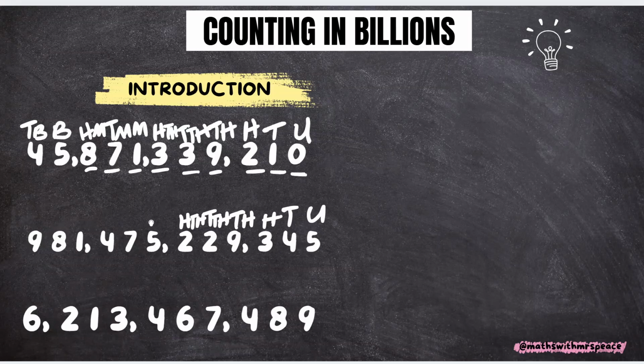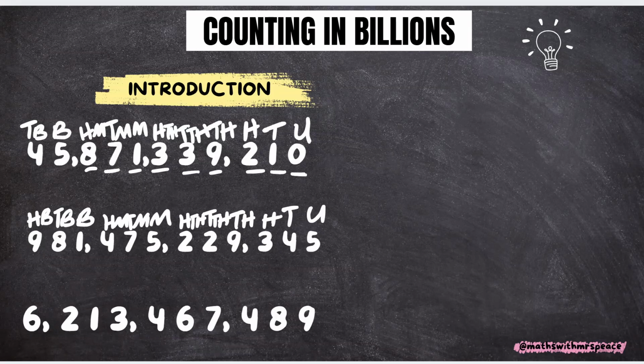The place value of 5 is million. The place value of 7 is 10 million. The place value of 4 is 100 million. The place value of 1 is billion. The place value of 8 is 10 billion. And the place value of 9 is 100 billion.